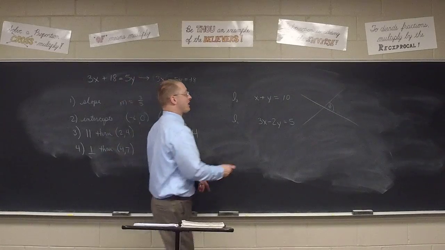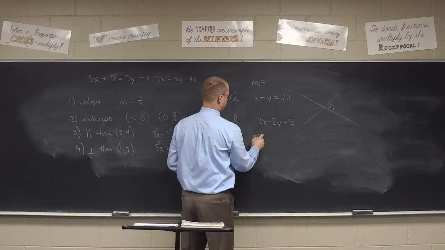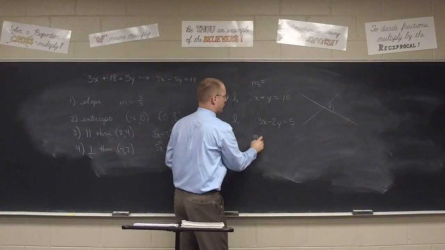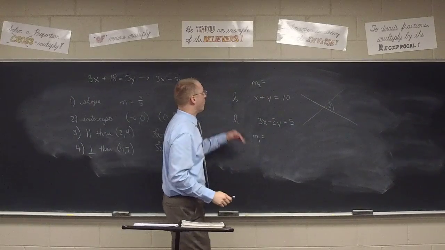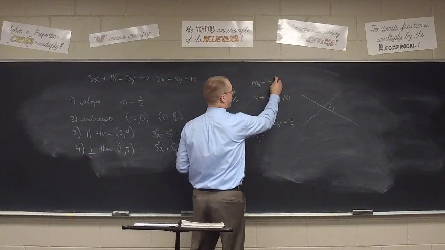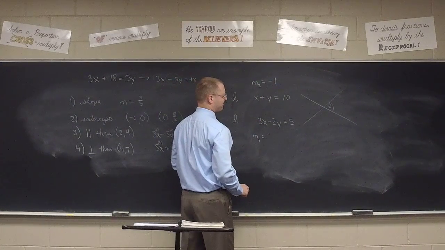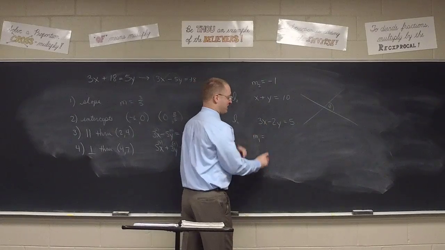So that means I need to find the slope of each equation. I'll call these slope 1 and slope 2. For some reason, I listed line 2 first. Slope 2 and slope 1. What is line 2's slope? Negative 1, negative 1 over 1. What is line 1's slope? Negative 3 halves. Positive 3 halves. Change the sign.